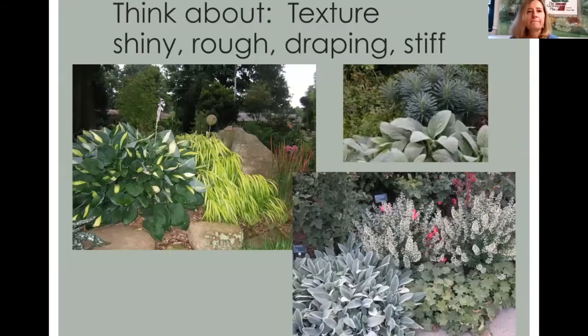Okay, next. Thinking about your texture: shiny, rough, draping, stiff, that can lend itself to your style too. Stiff, like you see in the upper right-hand picture there, can lend itself to a little bit more formal. Down on the bottom on the right, you get a little bit more stiff in there, mixed with a little bit of soft with the white flowers. And then on the left, you've got that cascading grass along with the hosta that gives you a little bit different texture. But then again, the leaves kind of drape down on that as well.